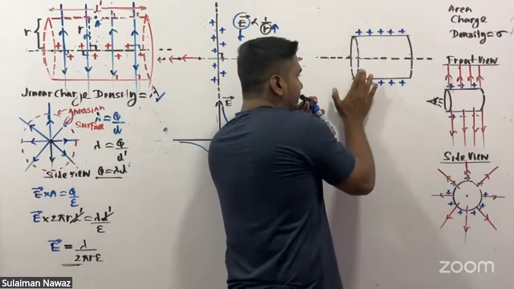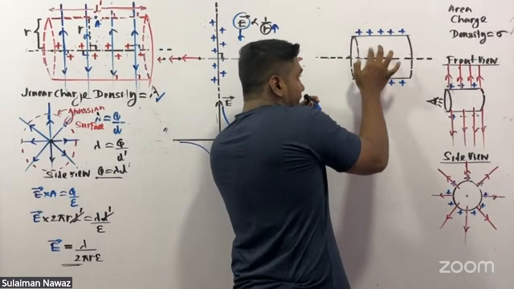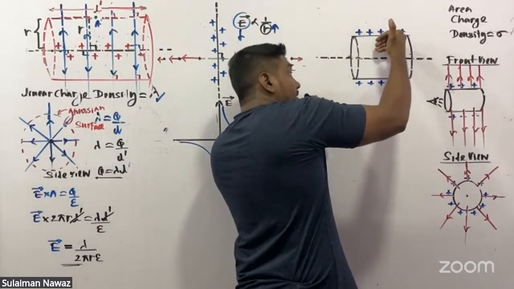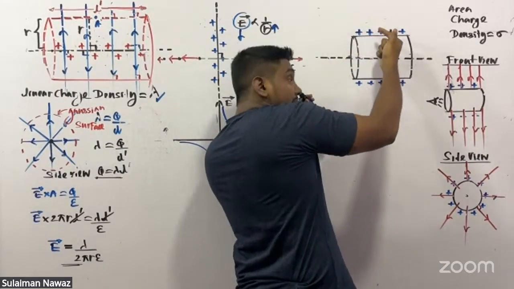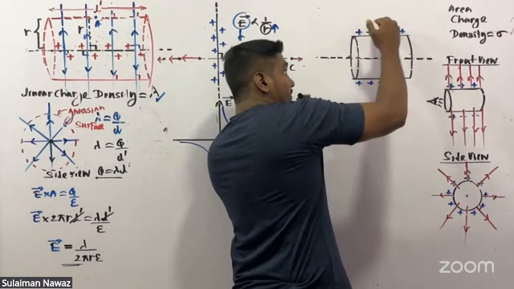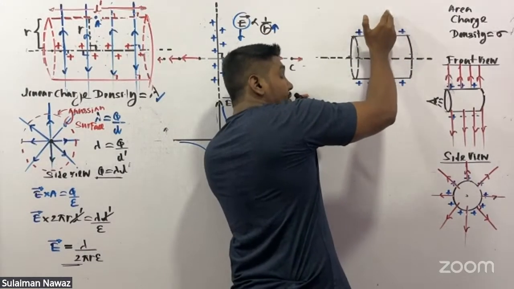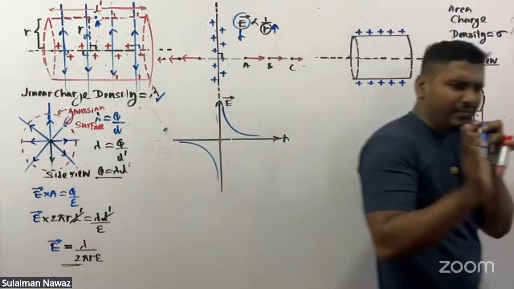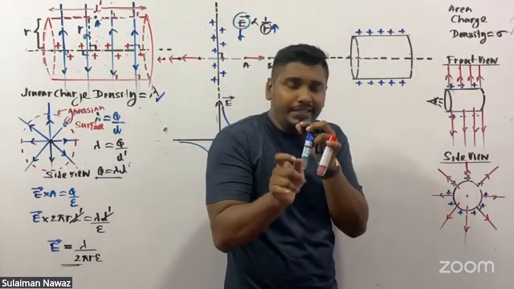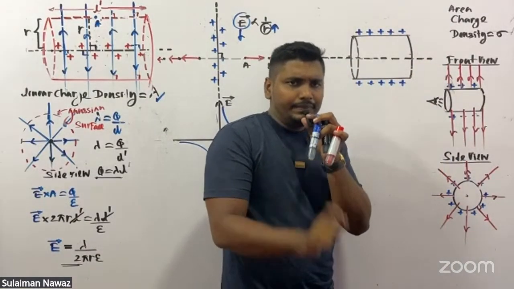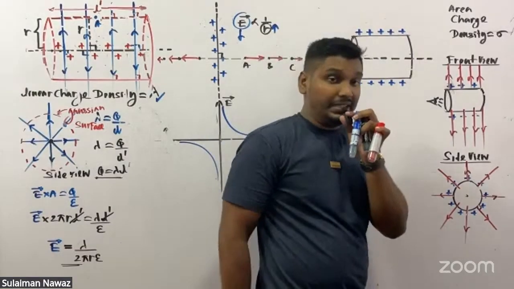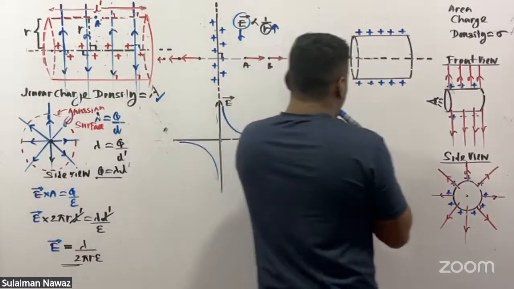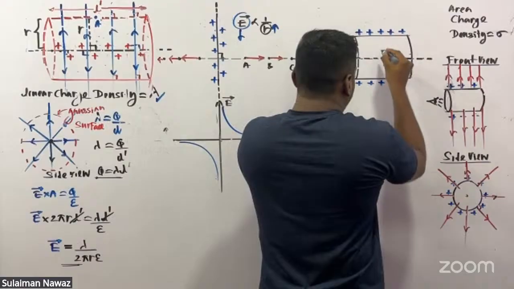Now my target is to find the intensities at different points inside the conductive cylinder, and on the outer surface of the conductive cylinder. If I select a point far from the hollow conductive cylinder, how would the electric field intensity vary? First of all, shall we find the electric field intensity at a point inside the conductive cylinder? Let's say I want to find the intensity at point capital A.